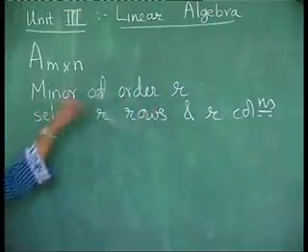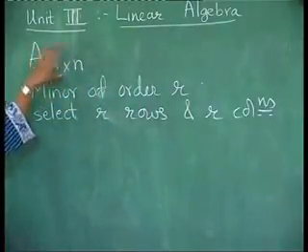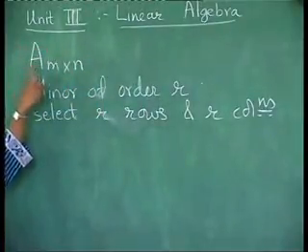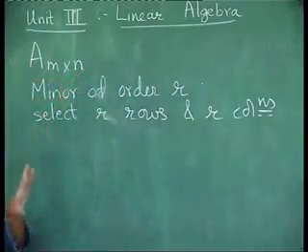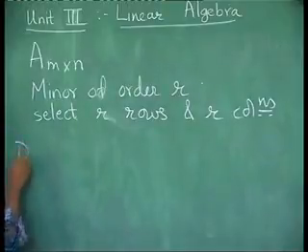So for a minor of order r, you have to select any r rows and r columns from that matrix and take the determinant of those selected rows and selected columns. So now we will define the rank of a matrix.